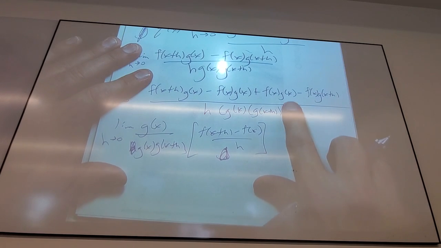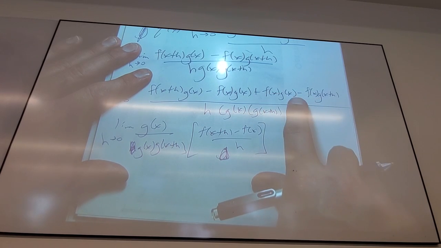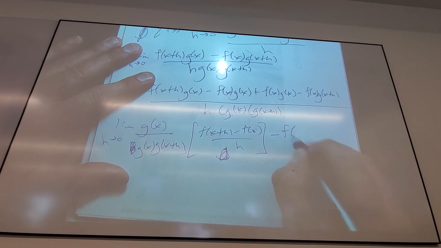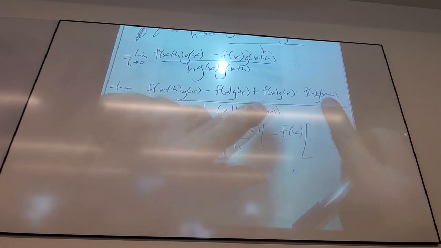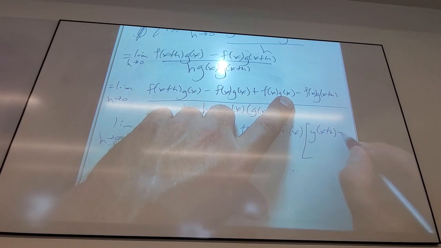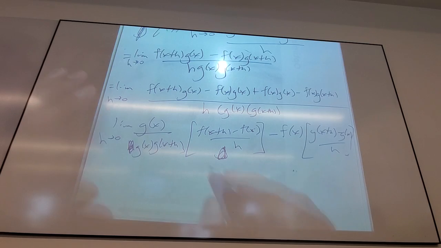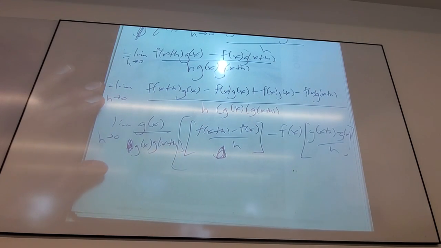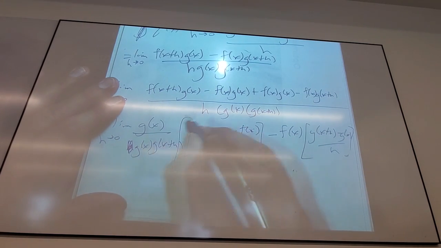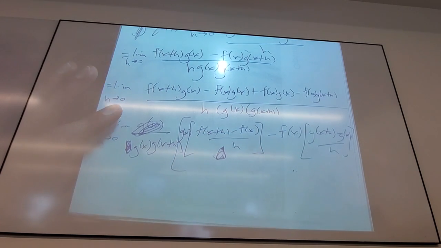Now, can anyone see ahead of what's going to happen here? Aren't these in the wrong order? Aren't you going to take an f out, but isn't the g of x plus h supposed to be first? Yeah. So this will be minus f of x, so that I can make my g of x plus h first. Then my g of x is next, over h. Good lord. Oh, I see what I did. Let me see if you guys will forgive me for this.